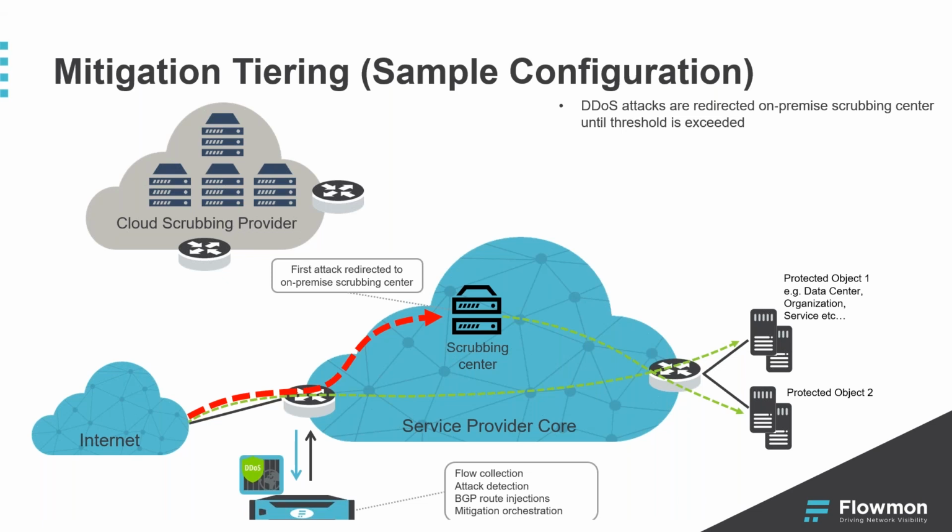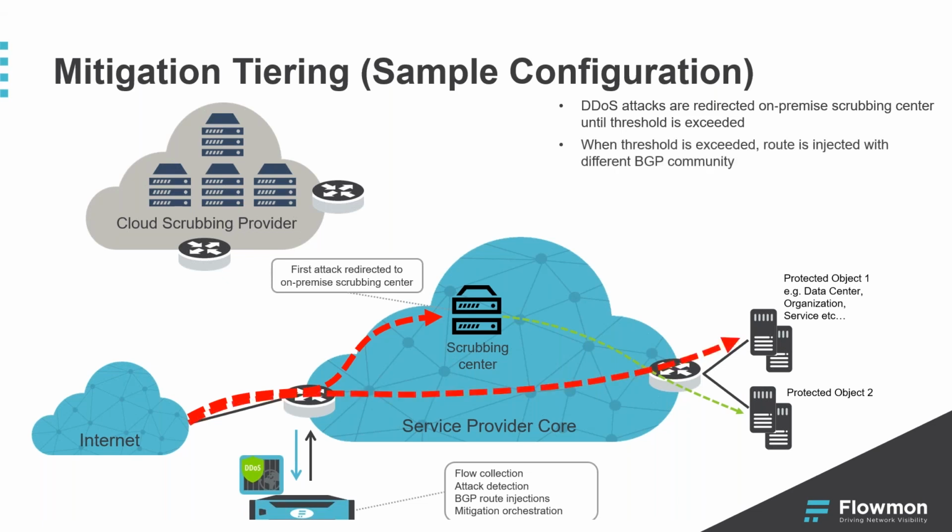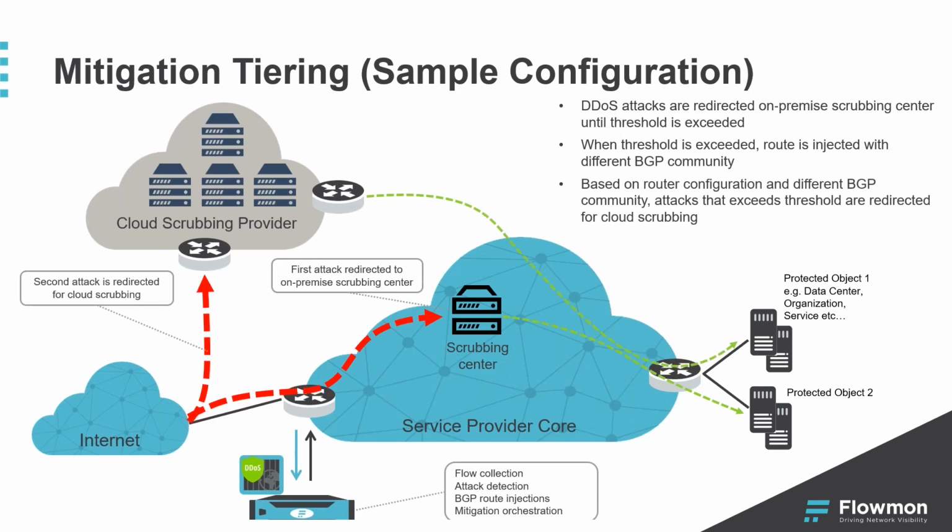When there's another attack, which in sum is larger than the defined threshold, Flowmon will inject the route with a different BGP community, and based on the policies of routing, the attack traffic will be redirected to the cloud scrubbing provider, where it will be scrubbed, and only the legitimate traffic will be sent to the protected segment.